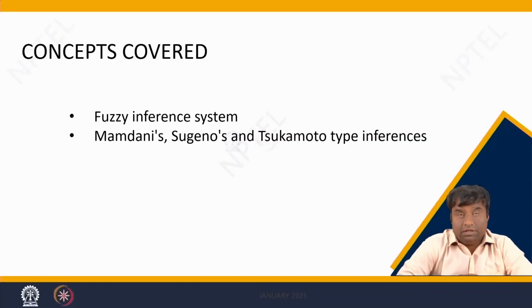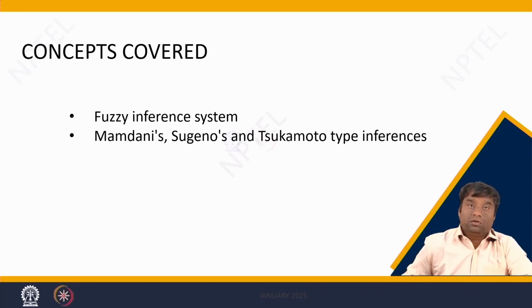So, till now we have covered module 1 and module 2. In module 3, we have studied fuzzy rules. We are studying fuzzy inference systems, basically Mamdani, Sugeno, and Tsukamoto type inference methods. Last class we have studied these things. So today we will try to understand the numerical examples of these methods.